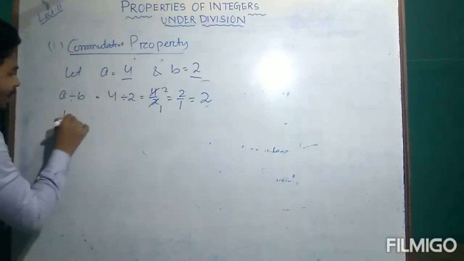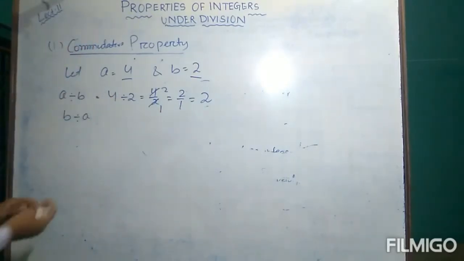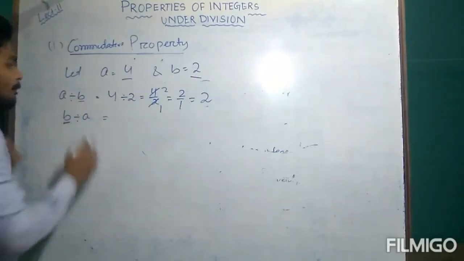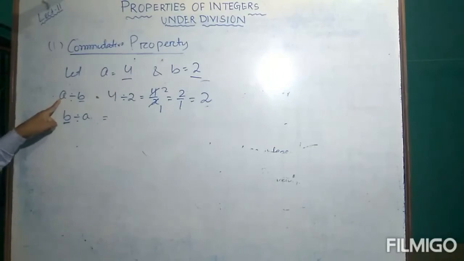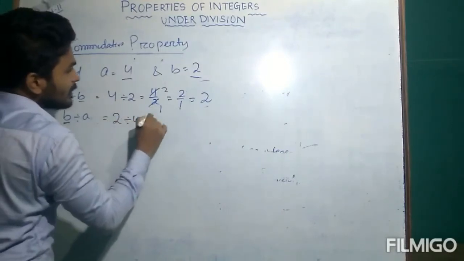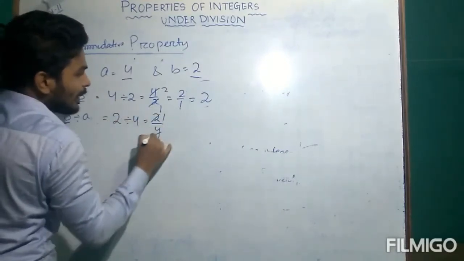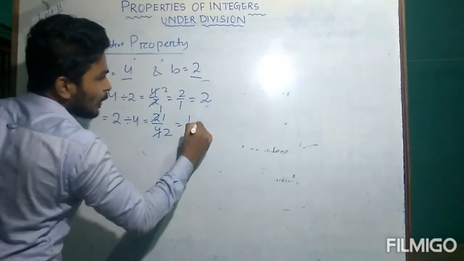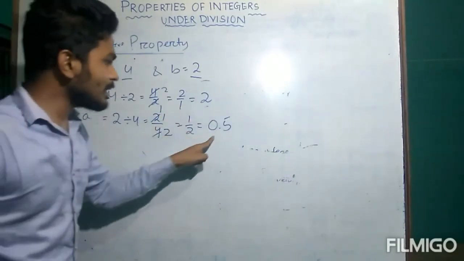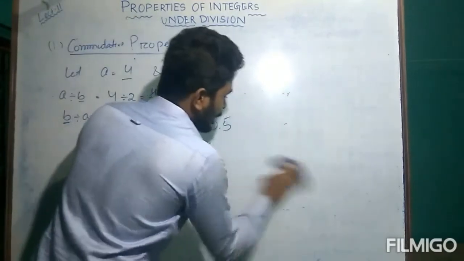Let us find b divided by a. B divided by a means first I have to write the b portion and then a, but in the first case, I write the a first, then b. So here b is 2, divided by 4, that is 2 by 4. When they are divided, it gives 1 by 2, that is 0.5. After division, you will get this decimal 0.5.